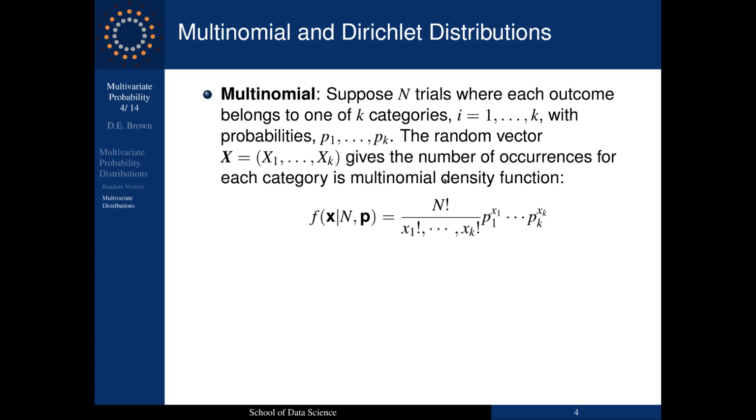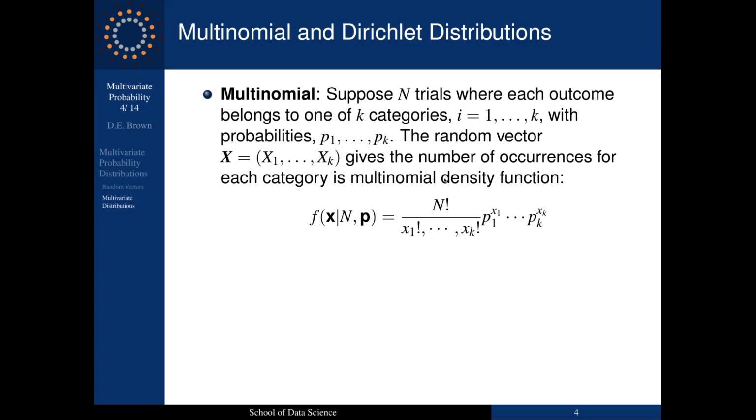Okay, now let's look at some specific and important distributions of random vectors. The first one is the multinomial. The multinomial is a straightforward generalization of the binomial. Recall in the binomial we had only two outcomes, 0 and 1. In the multinomial we can have a variety of different outcomes, and this allows us to represent a number of problems where we have more than two categories or two possible outcomes.